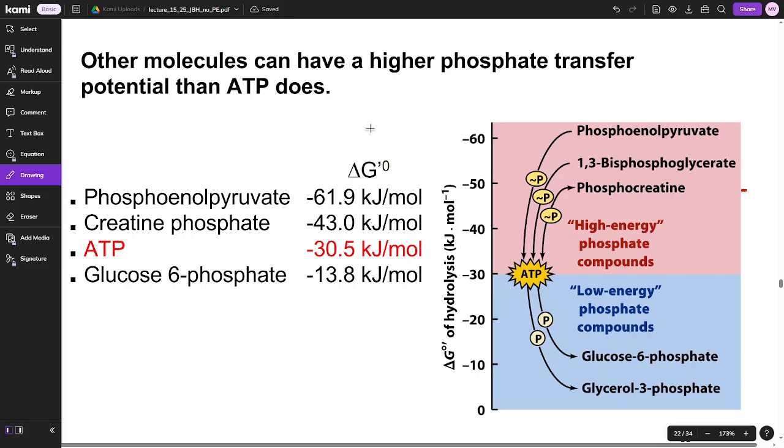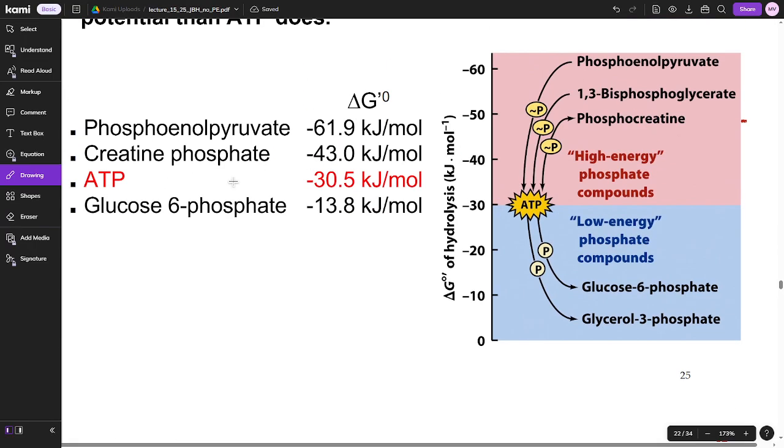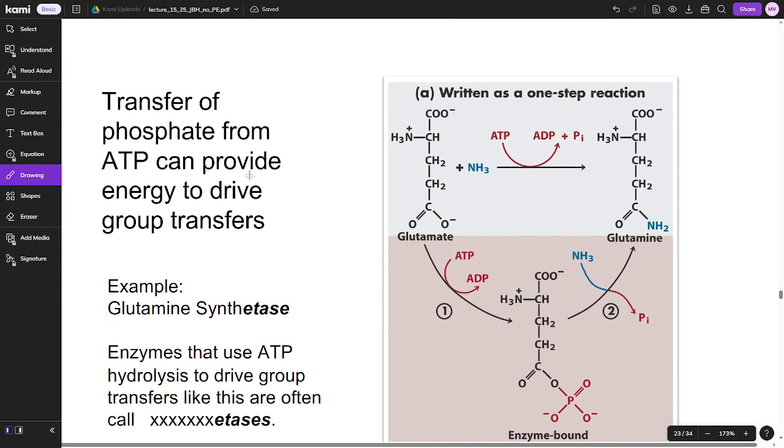There are other molecules that have higher transfer potentials than ATP, like creatine phosphate and phosphoenolpyruvate, but we end up using ATP. So transfer of phosphate from ATP can provide energy to drive reactions.